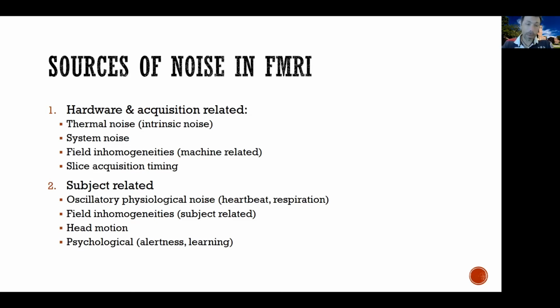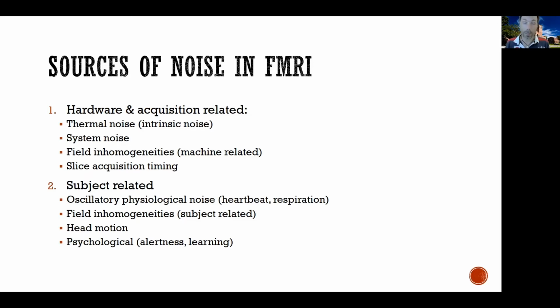Finally, there might also be some psychological sources of noise, for example, alertness or learning. Your participant might become more and more alert, or might fall asleep or doze off a little bit. That will put noise in and change the system, and therefore change the measures that we are acquiring. The same is true for learning. Maybe your participant learns throughout the experiment, and that might change a little bit what's happening.